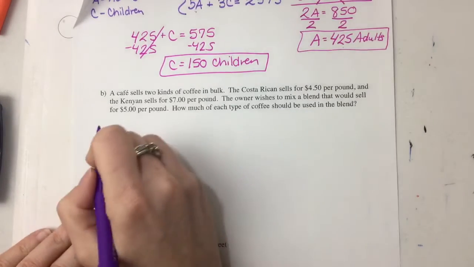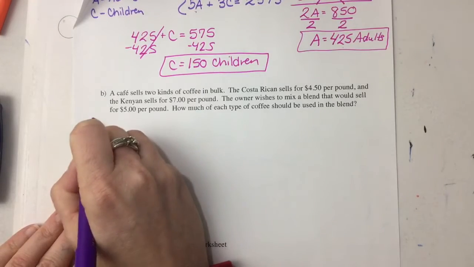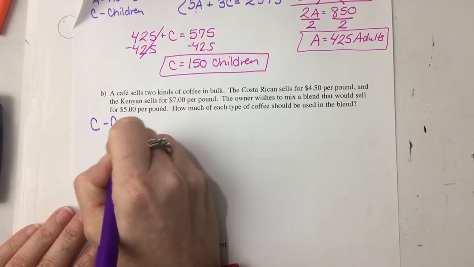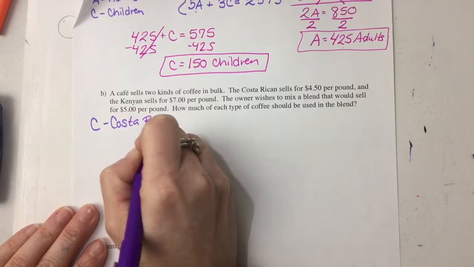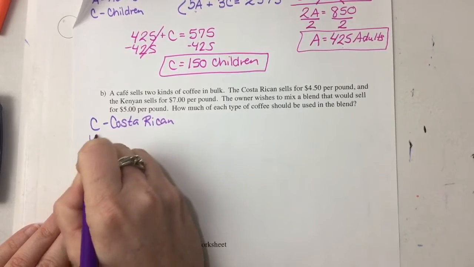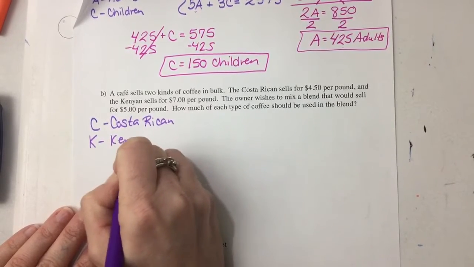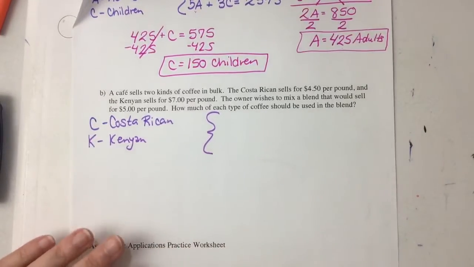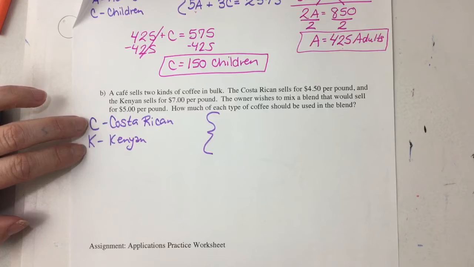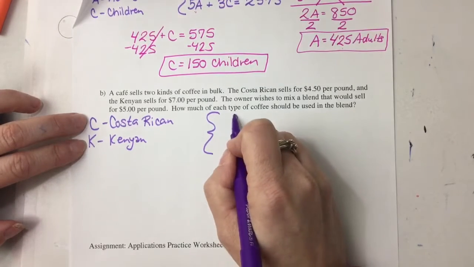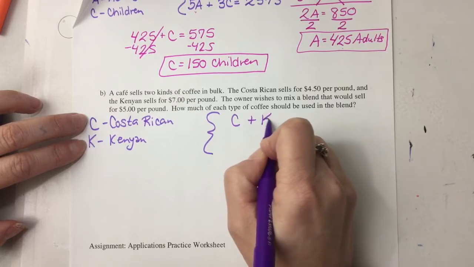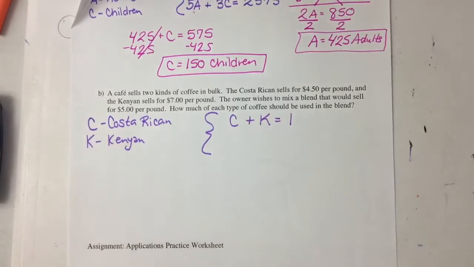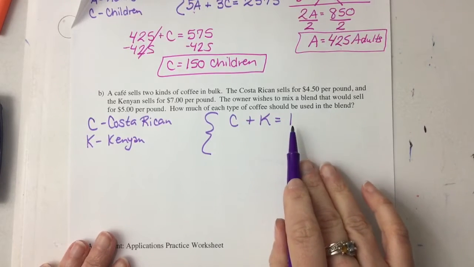Okay, so again, we have two variables. I'm going to say C for our Costa Rican blend, and let's go K for our Kenyan blend. Okay, we are looking at two different things. You want to take two kinds of coffee and mix them together to make one mix. So C plus K equals 1. Two different kinds to make one blend.